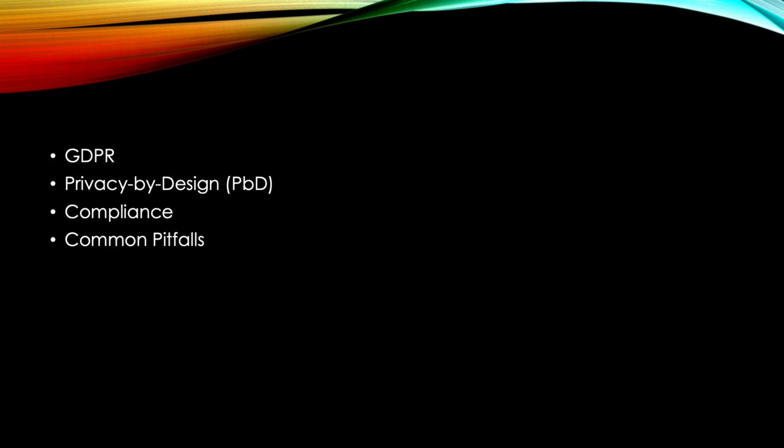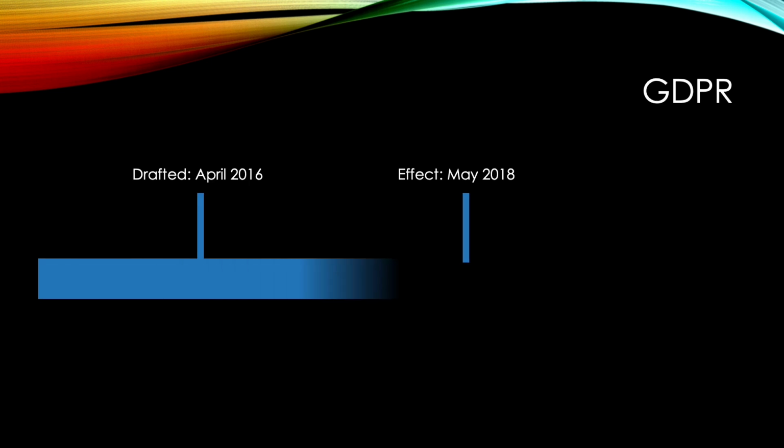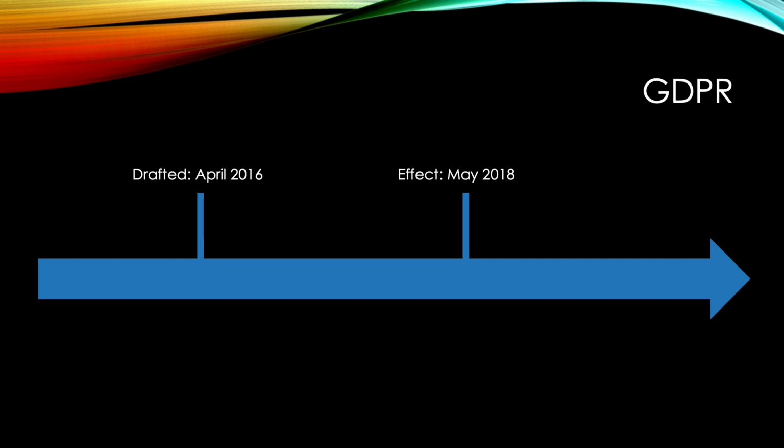The GDPR came into effect on May 25th, 2018, and is the most comprehensive privacy law in the world. It applies to any organization that processes the personal data of EU citizens, no matter where the company is based. The GDPR is built around several key principles: lawfulness, fairness, and transparency. Organizations must process data in a legal, fair, and transparent manner.